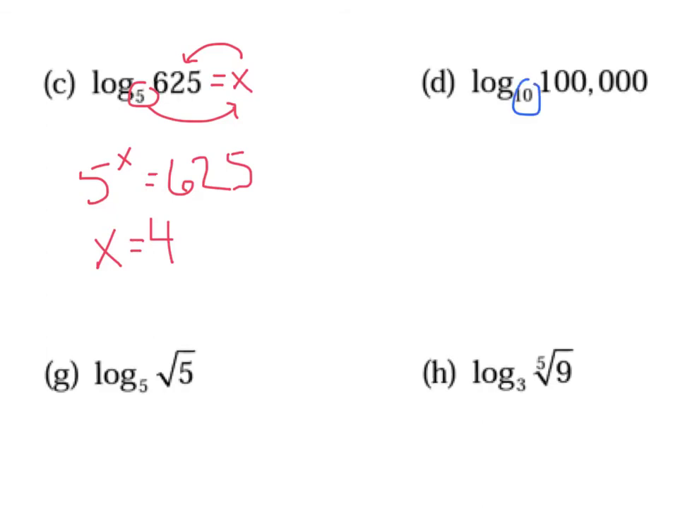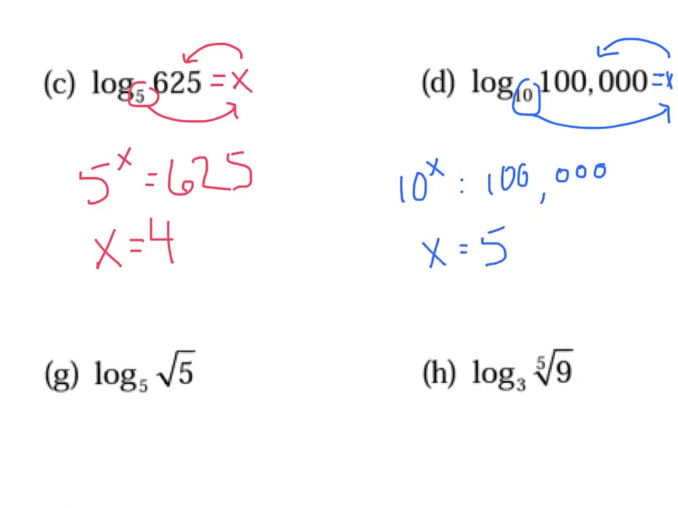Let's say 10, let's set it equal to x here. 10 raised to the power of x equals 100,000. Now, in this case, when you're raising 10 to a power, you just want to count the number of zeros. And in this case, we would raise it to a power of 5.